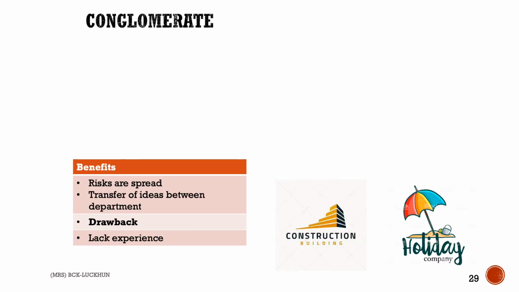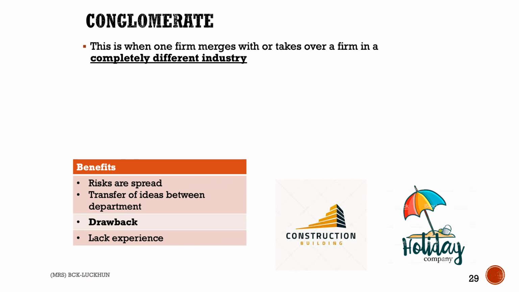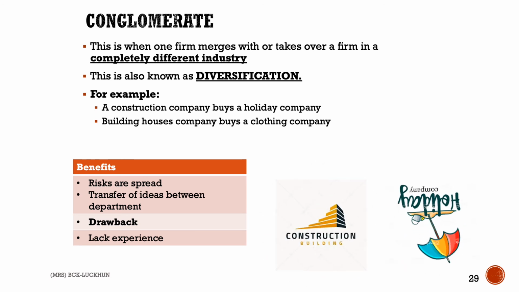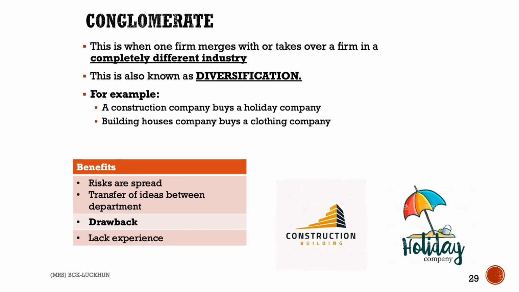Now we move on to conglomerate integration. This is when one firm merges with or takes over another firm in a completely different industry. This is also known as diversification. For example, a construction company buys a holiday company, or another example is a house building company buys a clothing company.